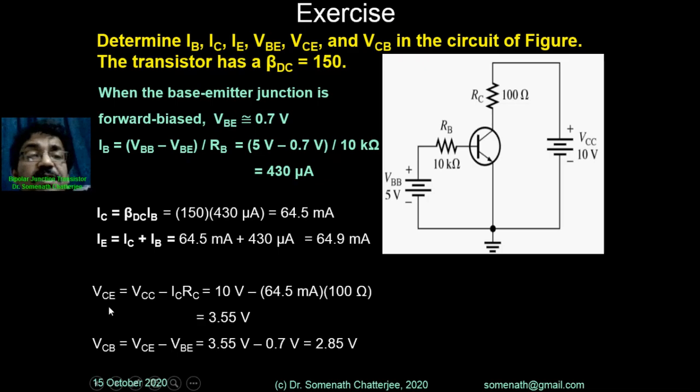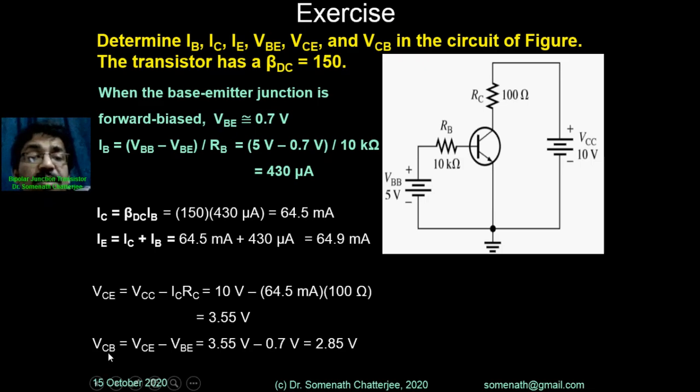Then VCE. Now we are coming to the output loop. In the output loop, you know that VCC is equal to ICRC, because that is the potential drop across RC, plus VCE. VCE means the collector to emitter potential drop. So we can put this in, and then we can find the collector to emitter potential drop.